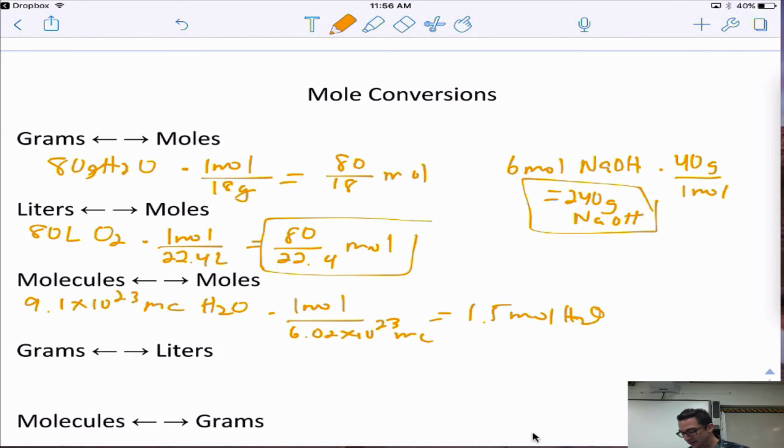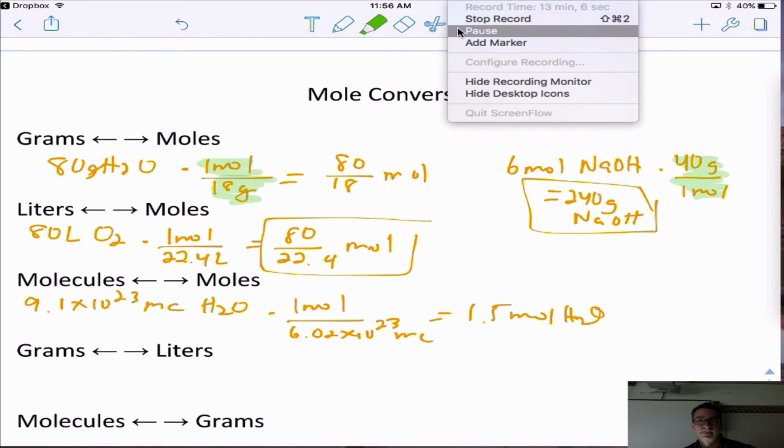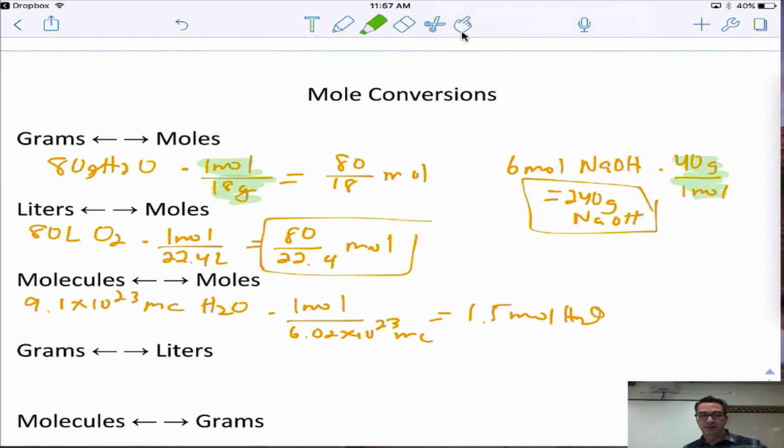So these are our factor label conversion factors. We have 1 mole over the gram formula mass, or gram formula mass over 1 mole. Notice the gram formula mass can change, and it will change. We could also have liters. So we have 1 mole over 22.4 liters. You could also have where you're doing moles to molecules. So you could have moles over molecules. Just like with any other conversion factor, you can flip those factors around. So I could do 22.4 over 1, or 6.02 times 10 to the 23rd over 1. I just have to know where I'm going.